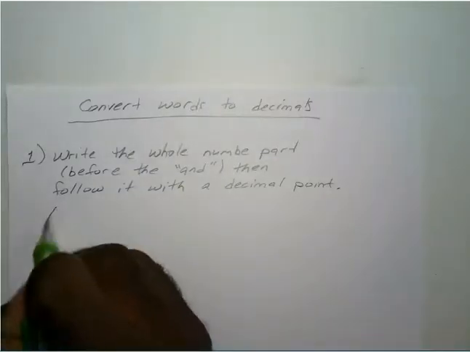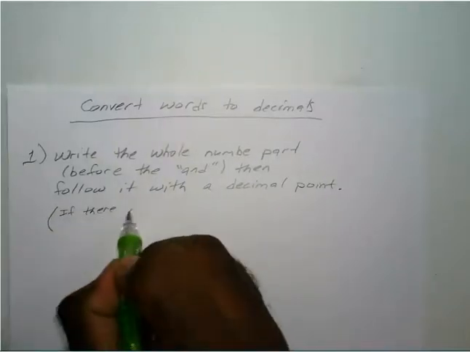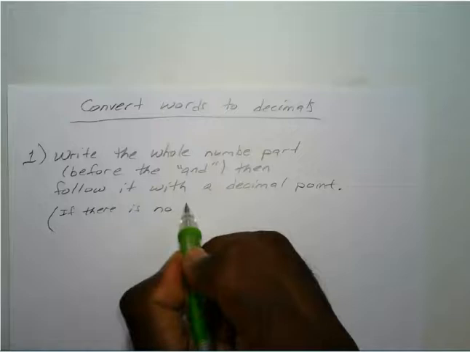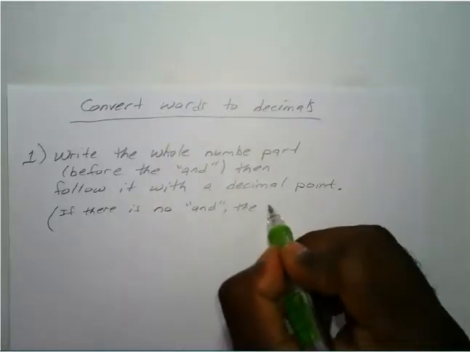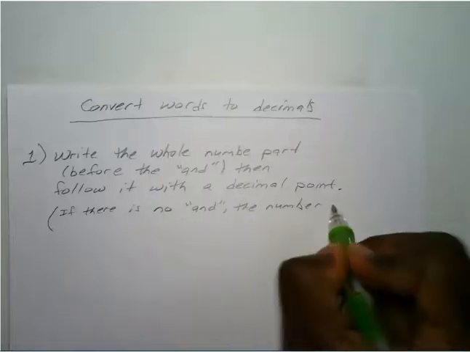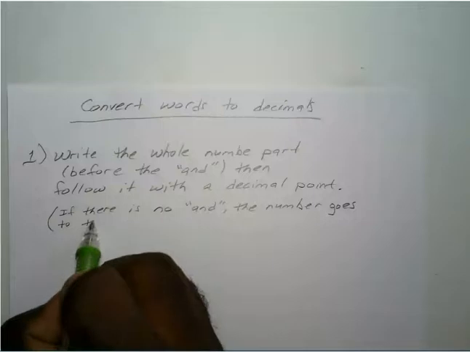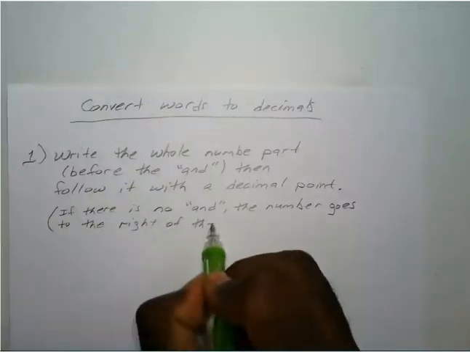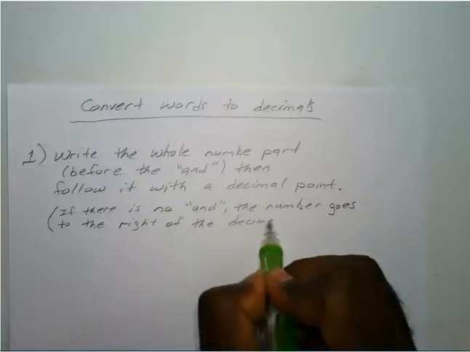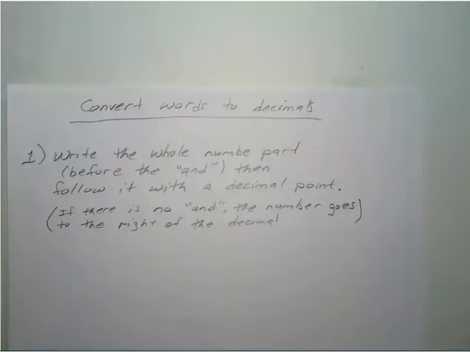Remember that if there is no and, the number goes to the right of the decimal. So no and just means no decimal. That's the easiest way to remember it. No and, no decimal.